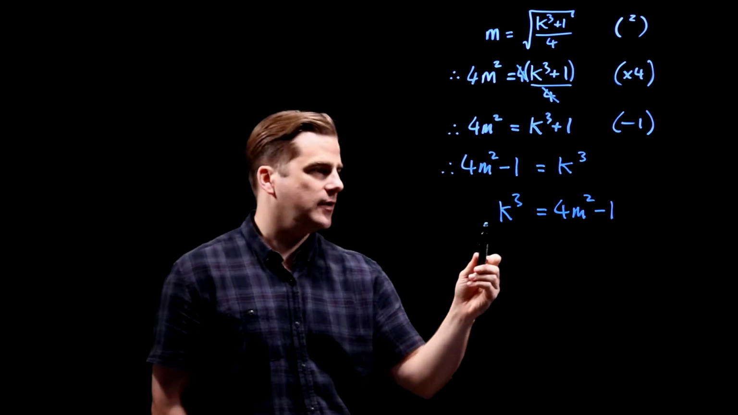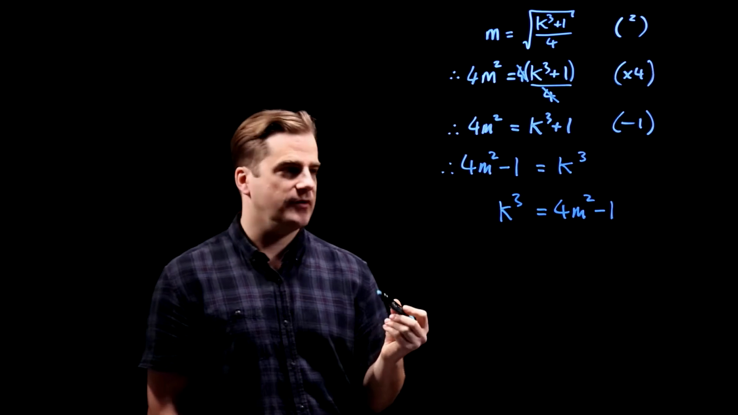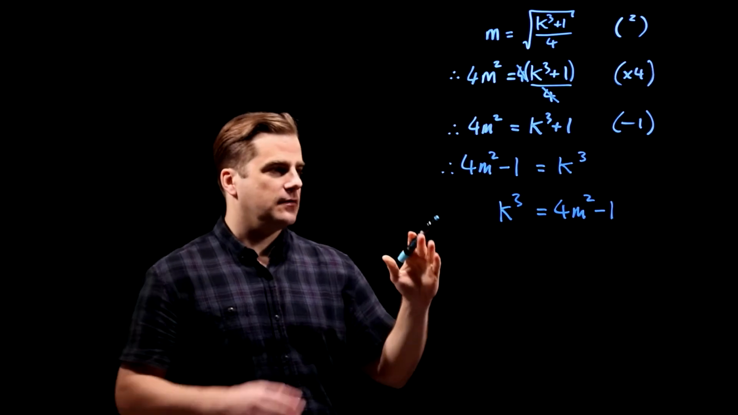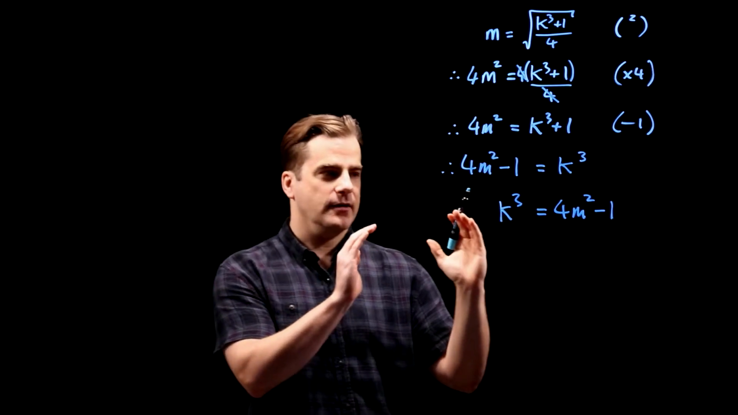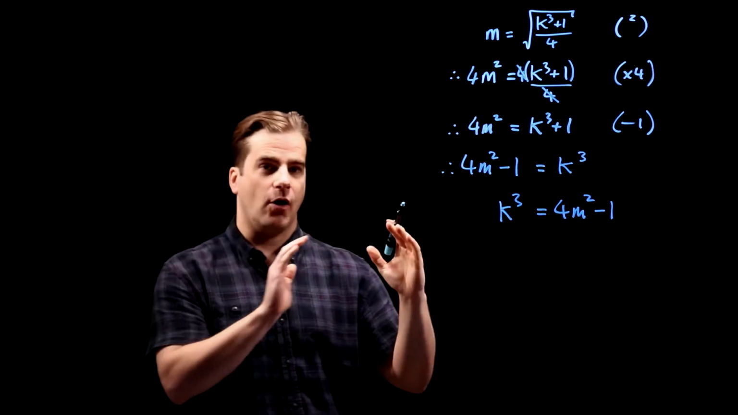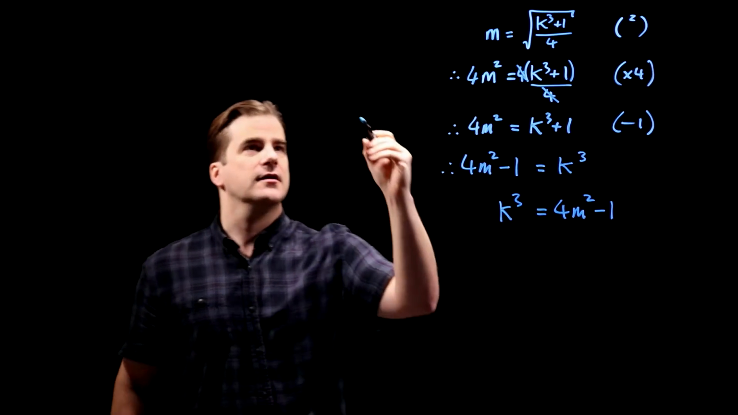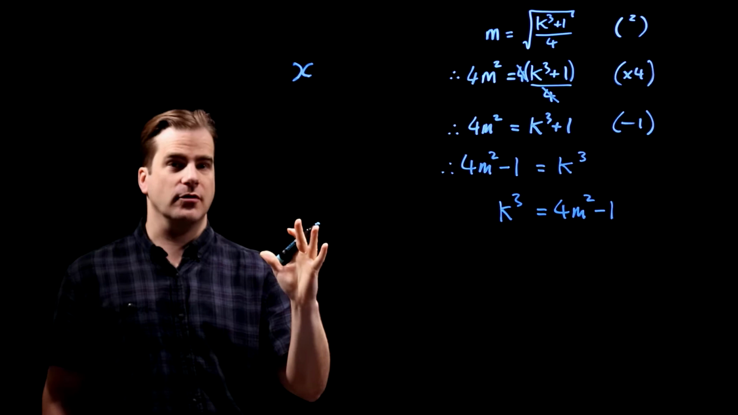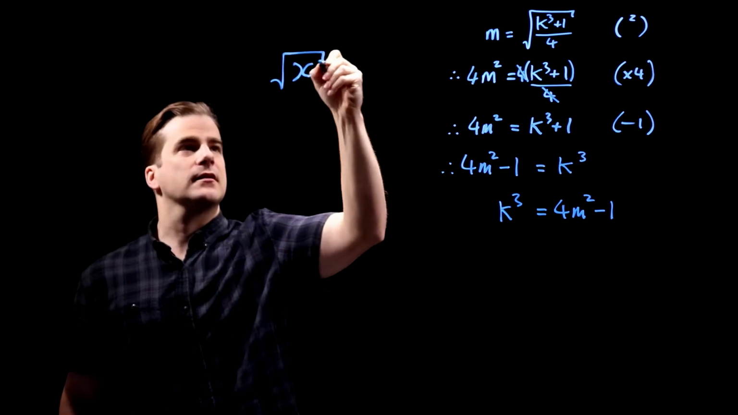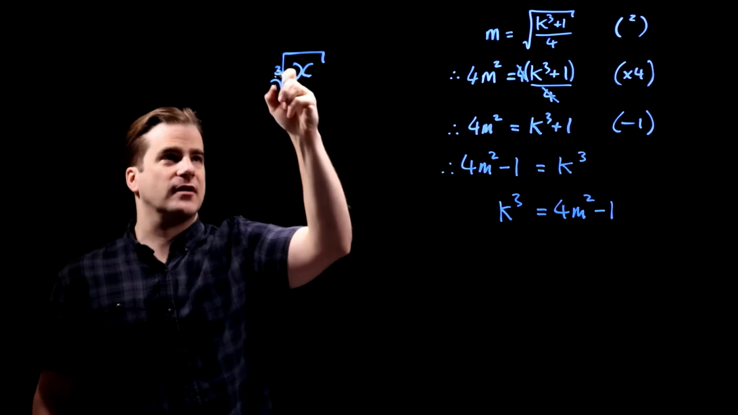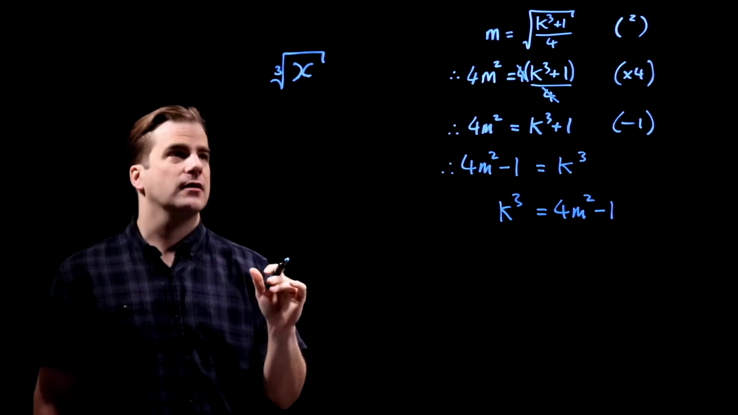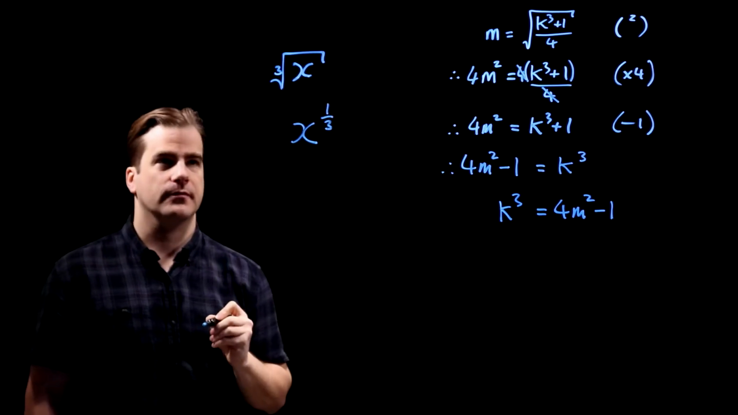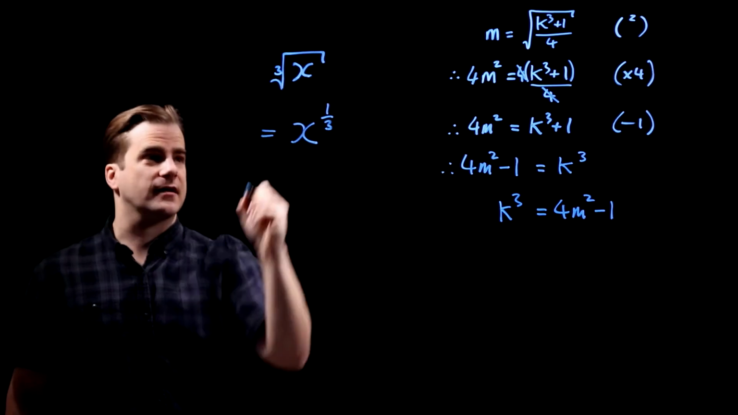Okay, one more thing to do. To turn k cubed into k, we take the cube root. Now what that means is we're raising both sides to the power of a third. Okay, that's the cube root. So if you've got x, say, to cube root it, you can write it with a little 3 there, like that, the square root sign with a little 3, that means the cube root. Or you can write it like this, x to the power of a third. They're the same thing, so that equals that, okay?